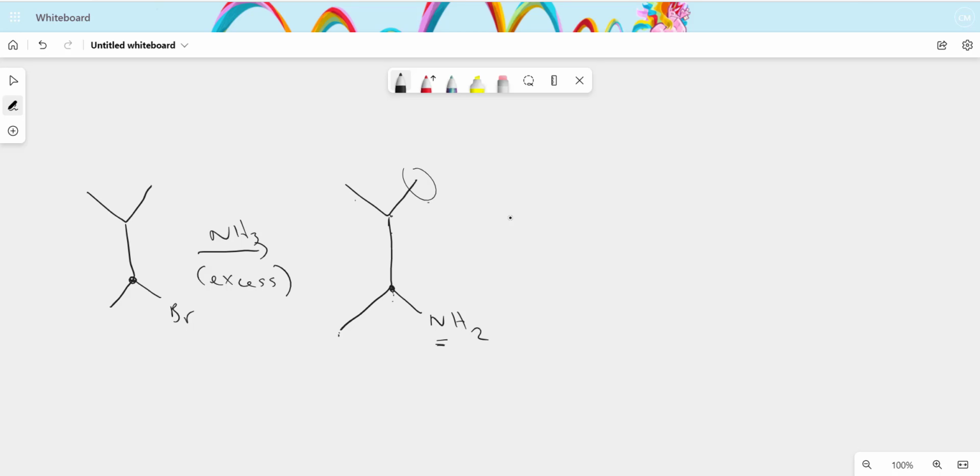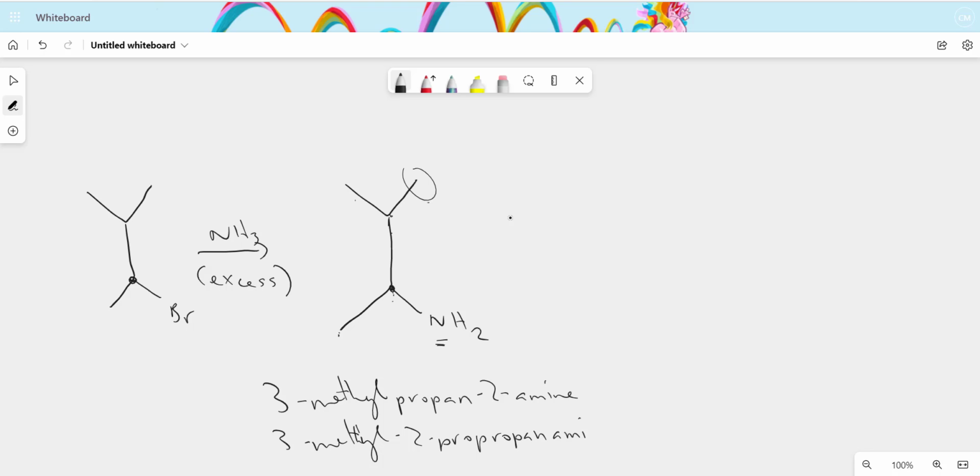So we're going to end up naming this a 3-methylpropan-2-amine, or I can call this a 3-methyl-2-propanamine. My preference is to bury it inside the name, because when you start to get the much more complicated molecules, this will help you out.